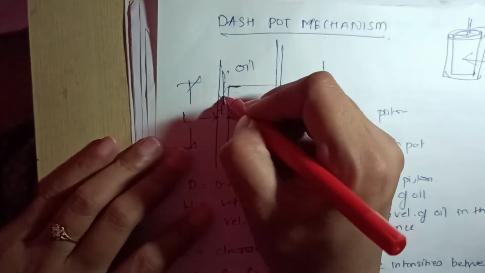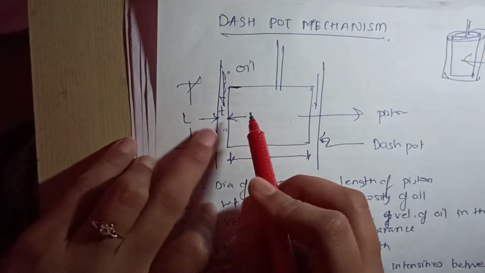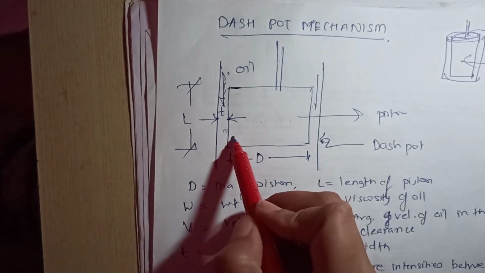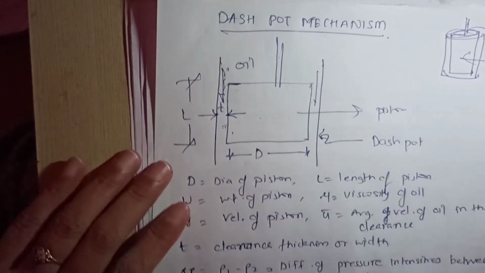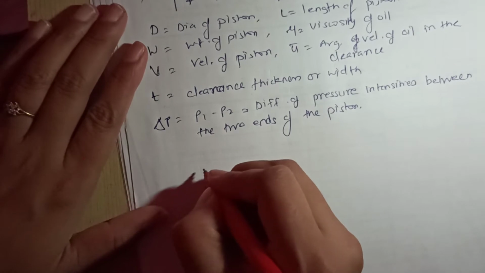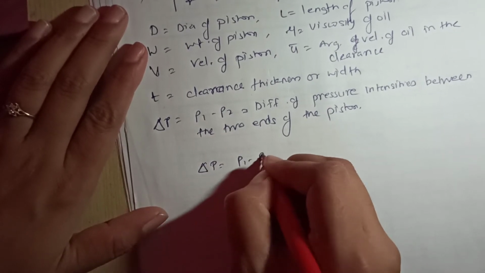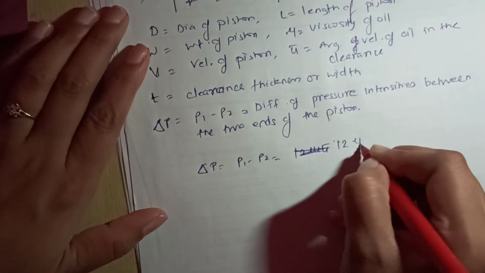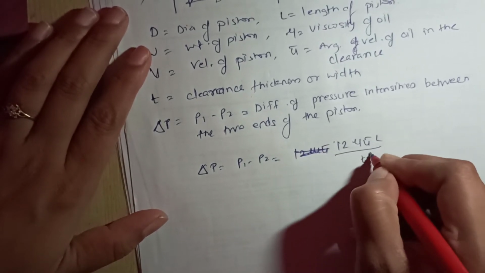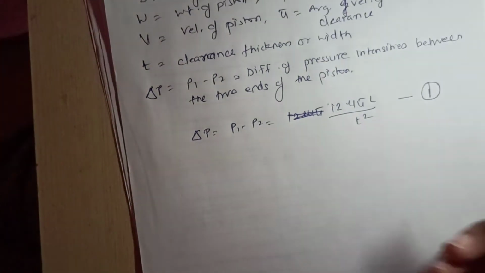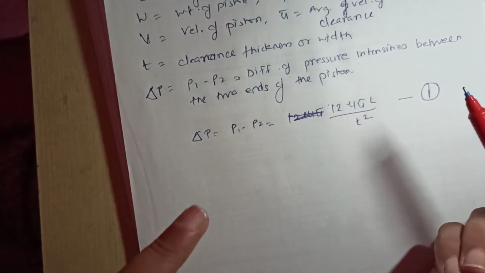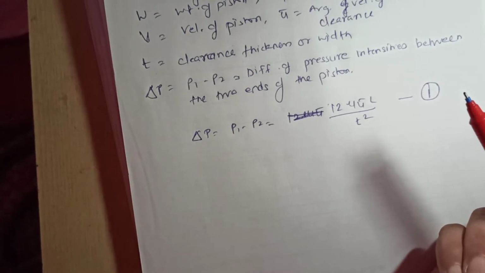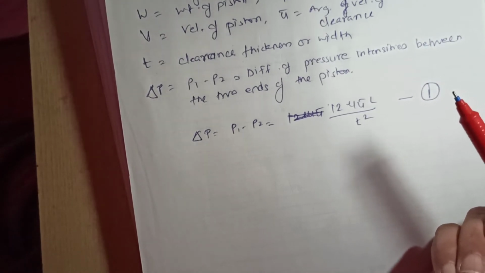The flow of oil within this gap between the dashpot and the piston is the same as the flow of any fluid between two parallel plates. So we can say that delta P is equal to P1 minus P2 is equal to 12 mu U bar L upon t square. This is your first equation, because the movement of oil through the clearance is similar to the flow of any fluid between two parallel plates.